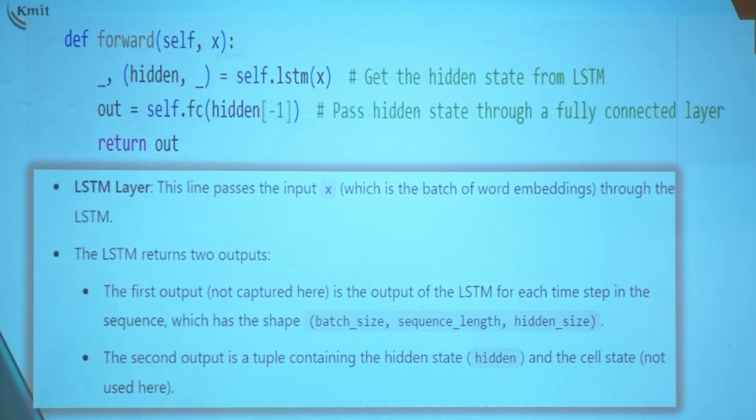Once you apply input to the LSTM layer, the outputs out of LSTM are actually two. The first, the output at every time step, which we are clearly ignoring by using an underscore. The second is a tuple having the hidden state and cell state, out of which our requirement is only the hidden state. That's why the cell state is again given an underscore to ignore.